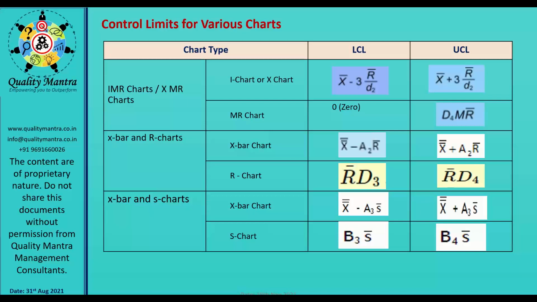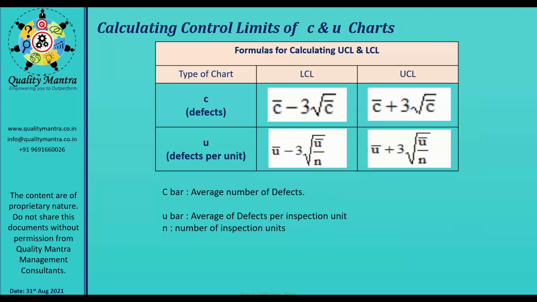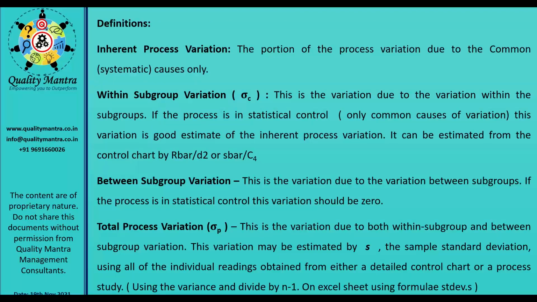These are the formulas for the control limits of various variable charts: IMR chart, X bar R chart, and X bar S chart. These are the popularly used. Then for calculating the control limits of NP and P chart, you utilize these formulas, and for C and U chart that we learned today, these formulas are used. Okay, so any question till now? Else we will move to the CPK, PPK, all these things.